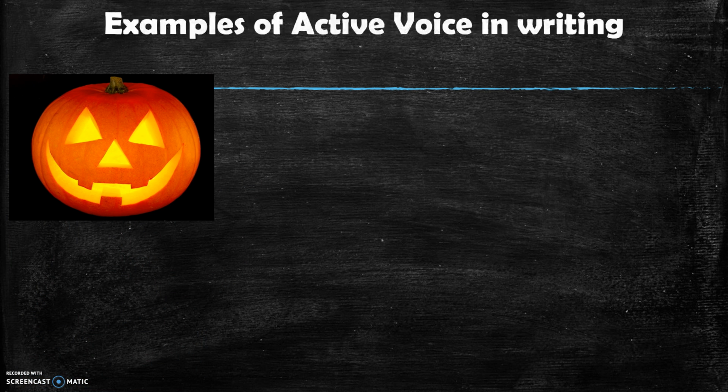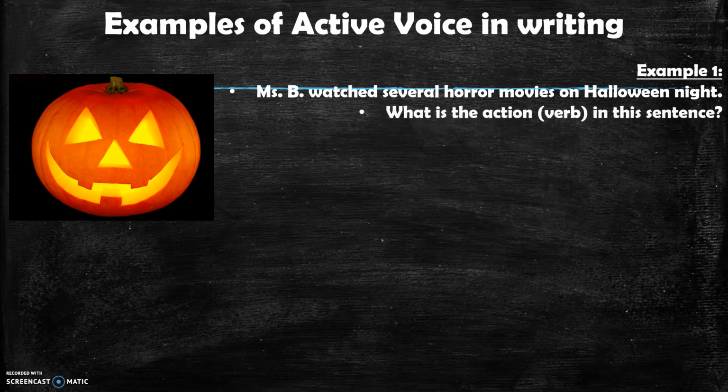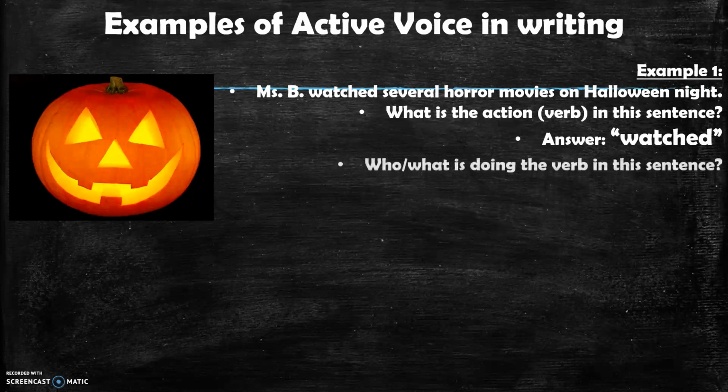So we're going to do some examples of active voice in writing. So example 1, Miss B watched several horror movies on Halloween night, which is very true. So what is the action verb of this sentence? Watched. Watched, what did I do? I watched. Who, what is doing the verb in this sentence? Miss B.